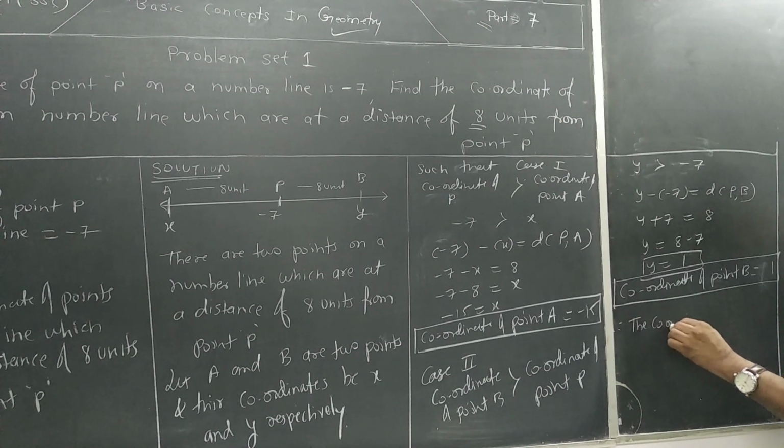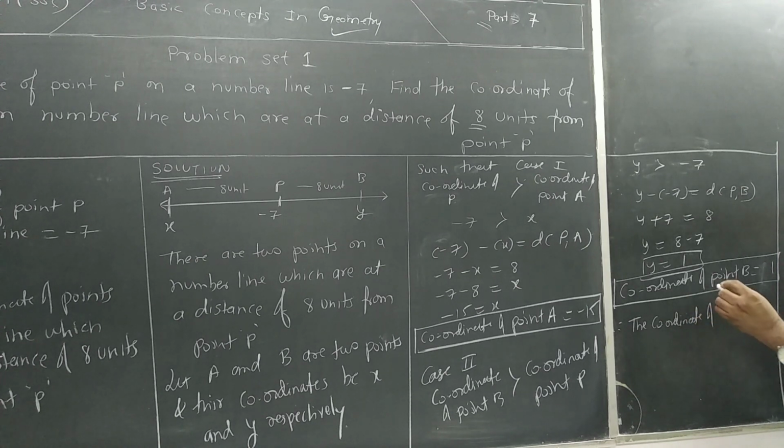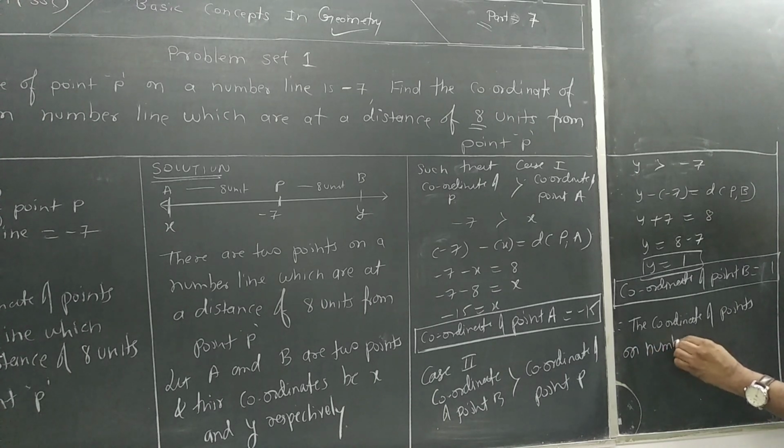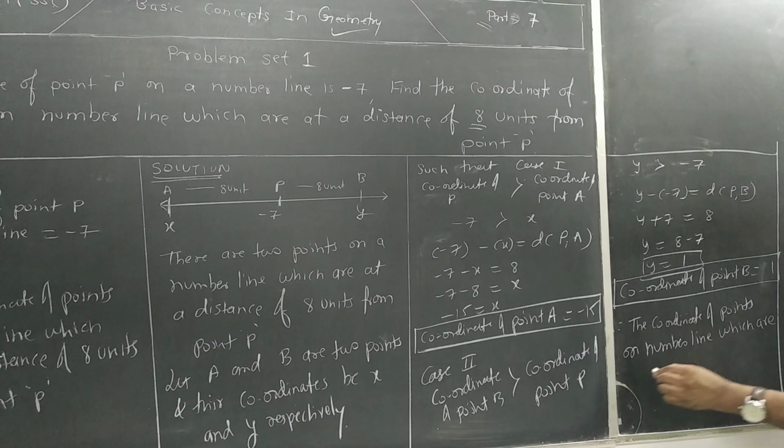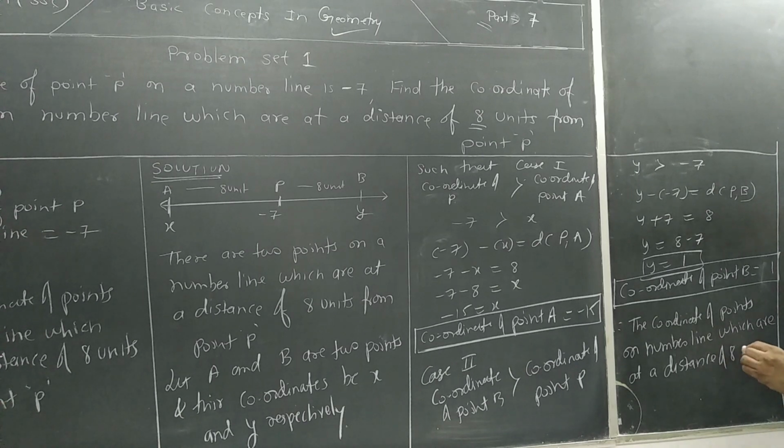The coordinates of points on the number line which are at a distance of 8 units from point P are minus 15 and 1, and that we have to complete. This is actually your answer, and you have to finish it.